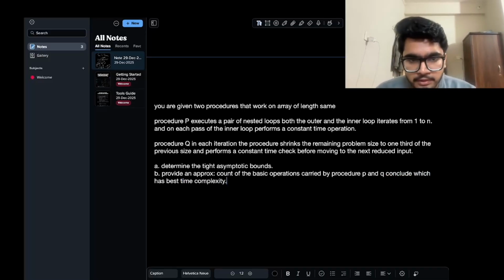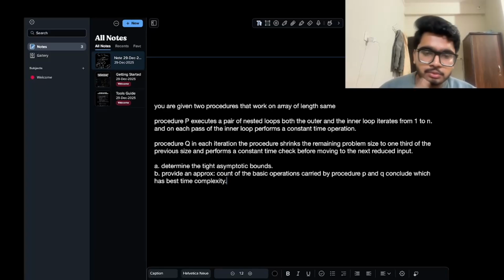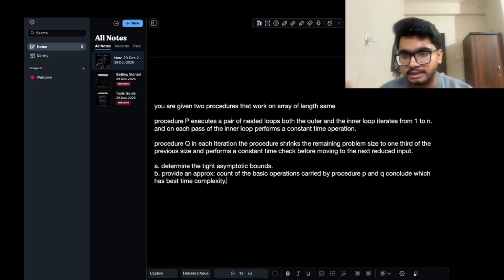we are given two procedures. Procedure P executes a pair of nested loops, both the outer and the inner loop iterate from 1 to n, and on each pass of the inner loop performs a constant time operation. And in procedure Q, each iteration shrinks the remaining problem size to 1/3 of the previous size and performs a constant time check before moving to the next reduced input.